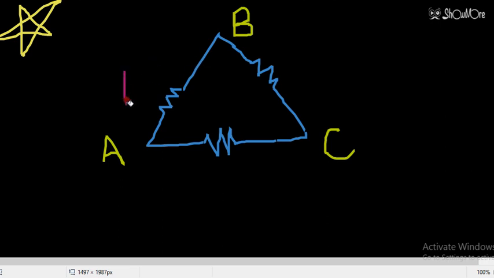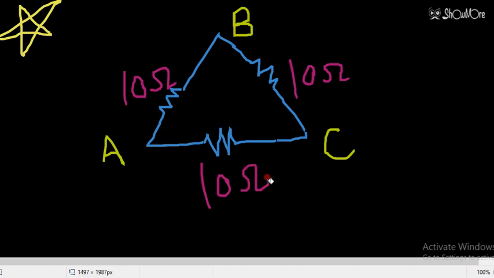Let's take this value 10, this value also 10 ohm. So every resistance in this equilateral triangle has the value 10 ohm. I hope it is clear. Now what we have to do? Simply we will connect a battery here.